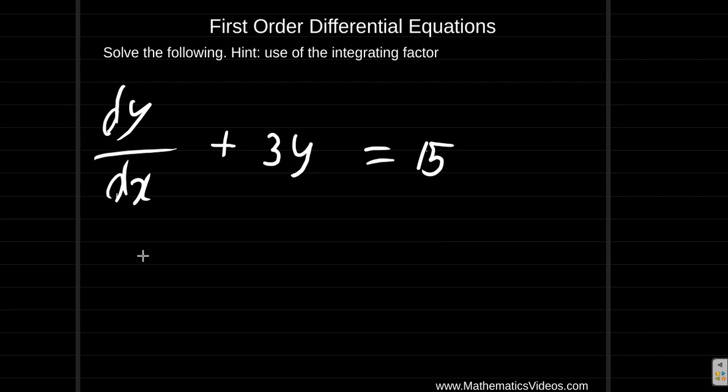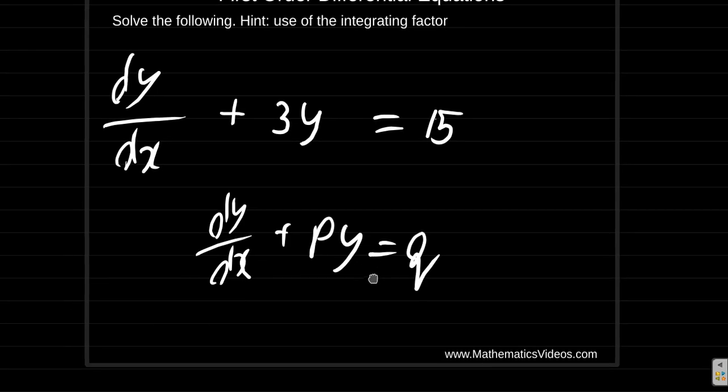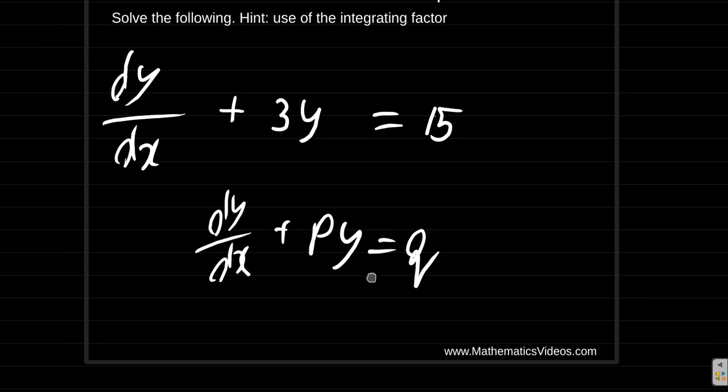Let's work it out. Now, you will see that this equation is in the form dy by dx plus py equals q. And when you can get it in this form, then you use the integrating factor. P and Q are either constants or functions.